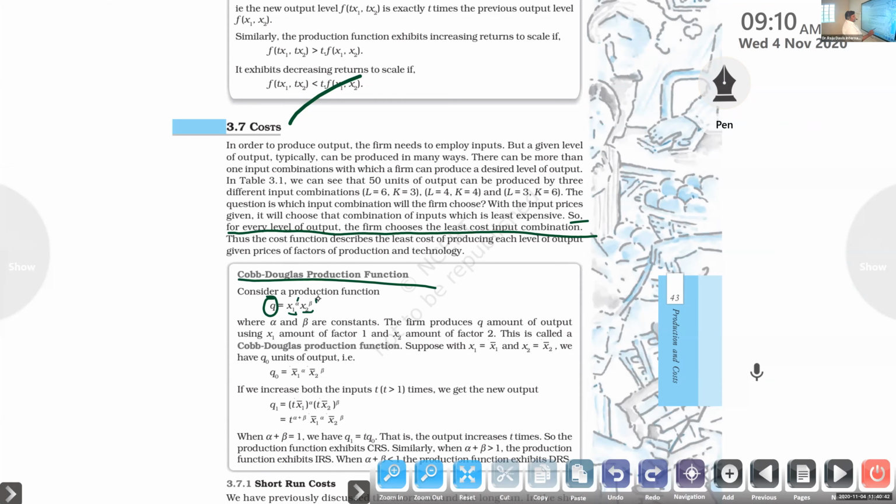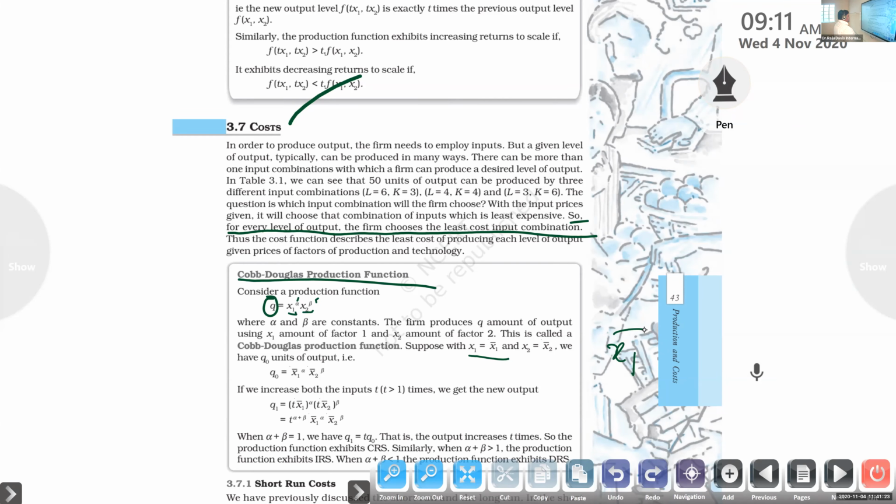Suppose x1 is equal to x1 bar. Here bar means there is no relation with the proportion. Clear or not? So x1 is equal to x1 bar and x2 is equal to x2 bar. For understanding, we already know that alpha and beta are constants. There is no change.